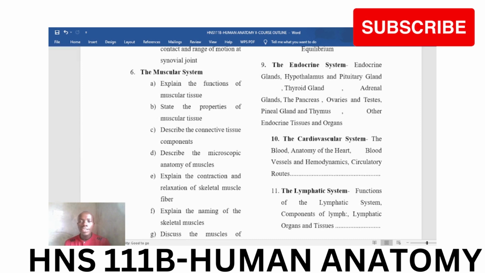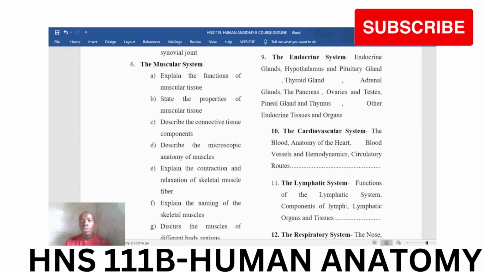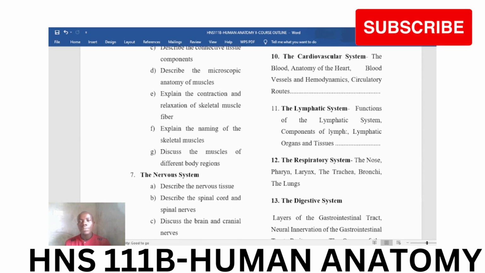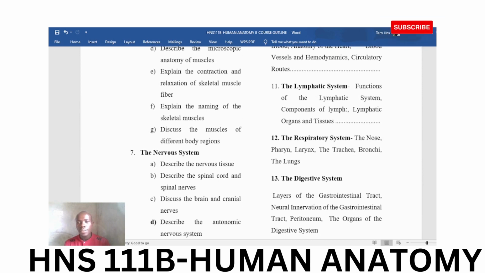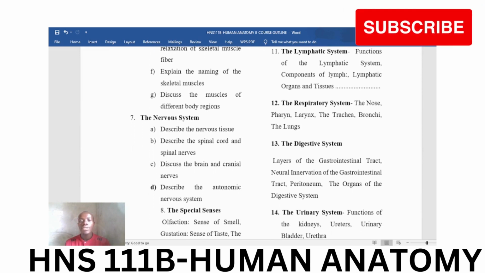On the endocrine system, we look at the endocrine glands, brief overview on the hypothalamus, pituitary gland, thyroid gland, adrenal gland, the pancreas, ovaries and testes, pineal gland, thymus, and endocrine tissues and organs. We'll also be looking at the cardiovascular system, the blood, the anatomy of the heart, blood vessels, hemodynamics, circulatory routes. Look at the lymphatic system, about the functions of the lymphatic system, components of the lymphatic organs and tissues.